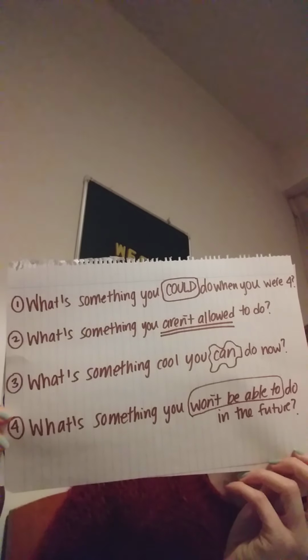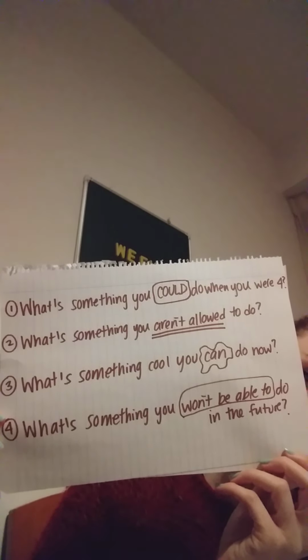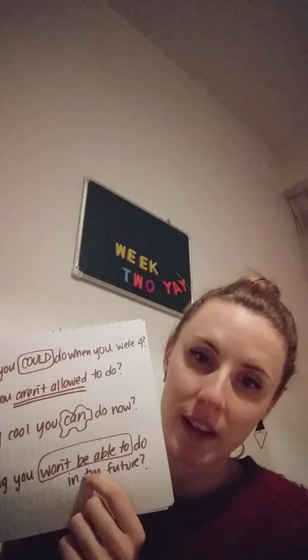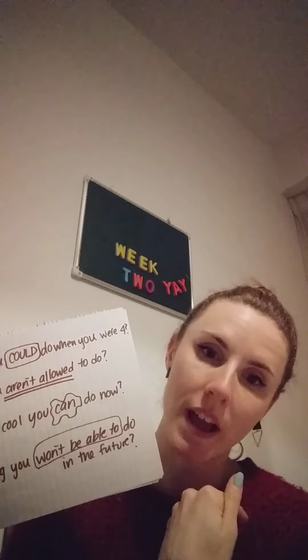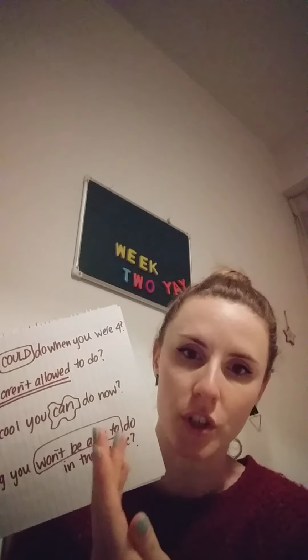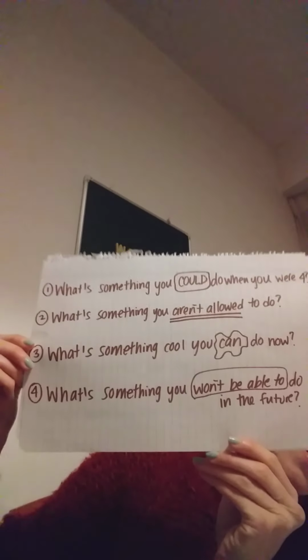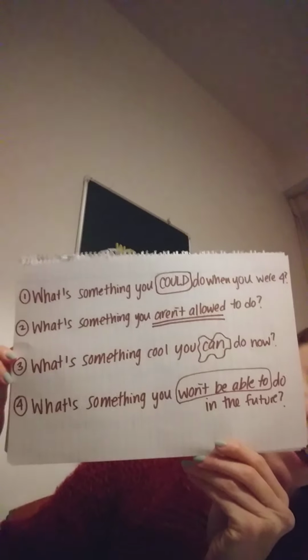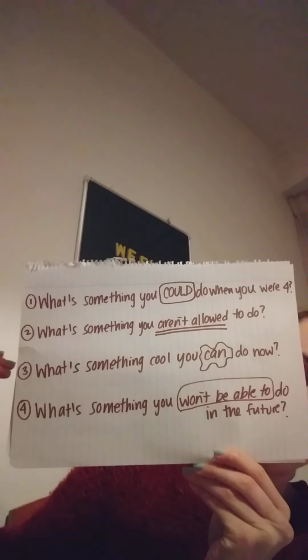Like a secret talent. Number 4, what's something you won't be able to do in the future? So, be able to do is can, but in the future or the past, because we obviously don't have the way to say can in the future. You don't say will can. You say will or won't be able to. So pause the video now and answer these questions in your notebook, just like the ones from before. Okay? And send that to me for homework as well.